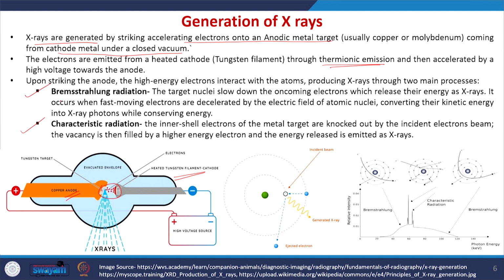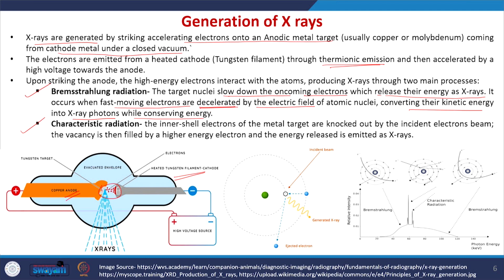Bremsstrahlung radiation is also known as braking radiation. It is a type of electromagnetic radiation that occurs when a charged particle like an electron slows down or is deflected when it interacts with matter. You can see here the target nuclei slowing down the oncoming electrons, which release their energy as X-rays. It occurs when fast moving electrons are decelerated by the electric field of atomic nuclei, converting their kinetic energy into X-ray photons while conserving the energy.